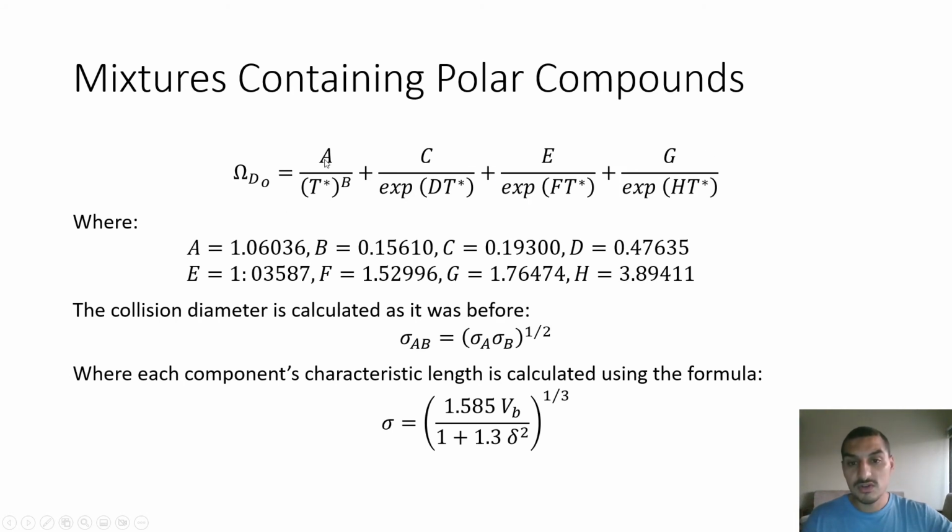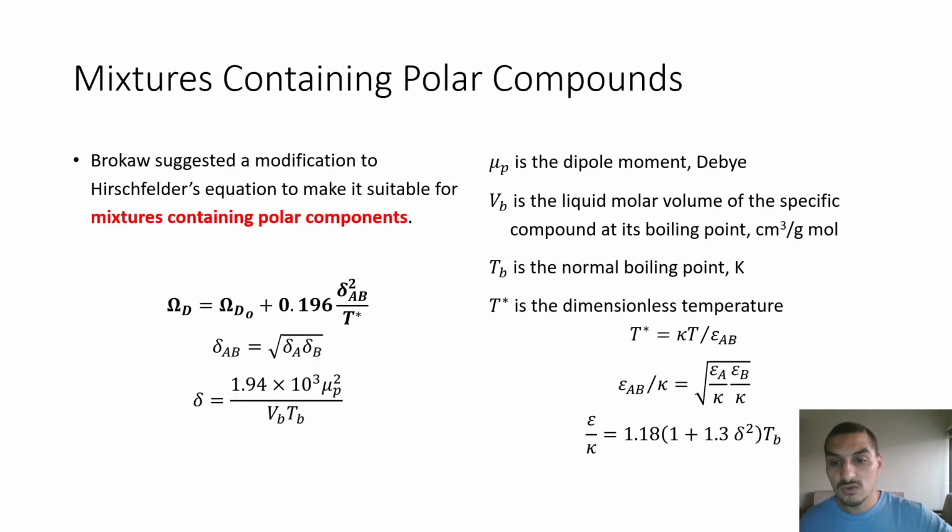It is a function of A, B, C, D, E, F, G, H, and they are all functions of T star. So if you know T star, and you know these parameters, they are already known parameters. It's not something that you're going to calculate. So A, B, C, D, E, F, G, and H are already known values. So you substitute with these values in the equation, and the dimensionless temperature will be used to calculate the value of omega D node. If you know omega D node and you know delta, and of course the T star, you can calculate omega D, and the equation is almost done except for the sigma.